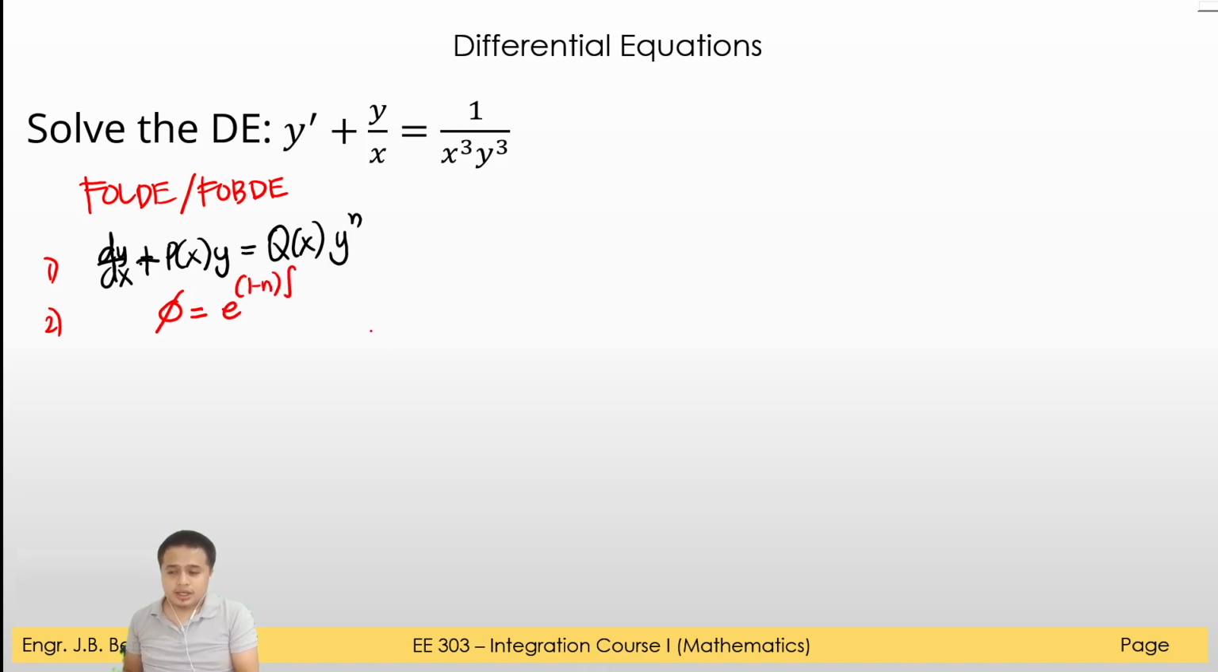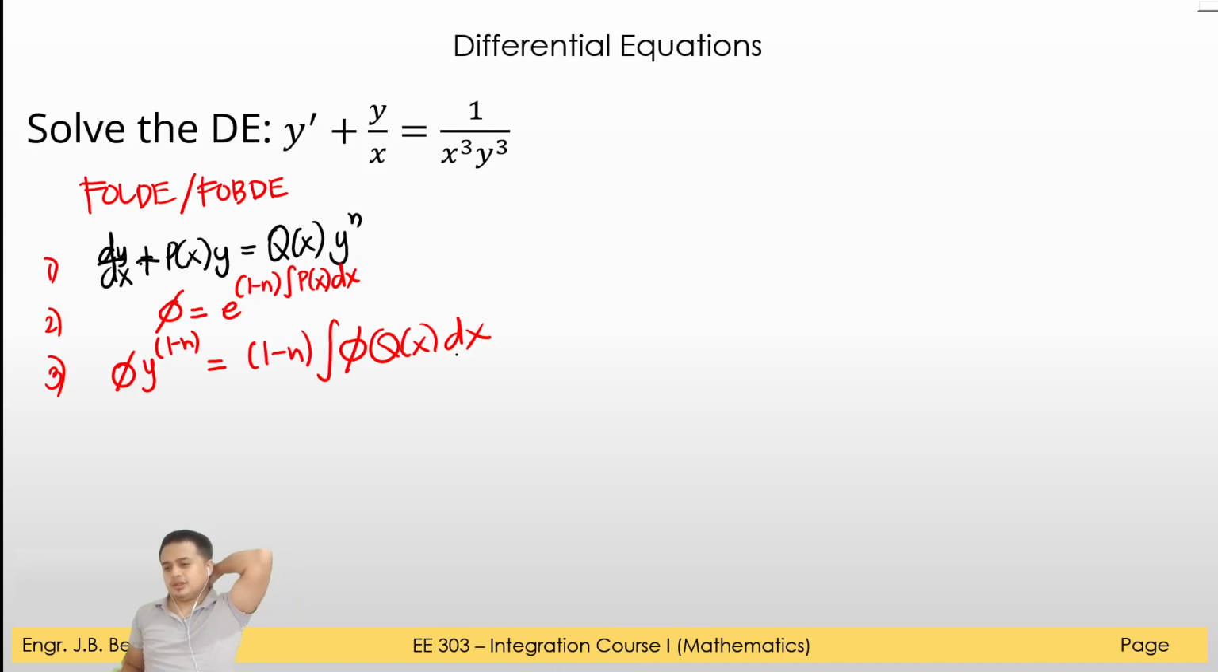The integral of, sorry, I don't usually memorize this. This is just spontaneous, so I cannot really remember everything right now. So e raised to 1 minus n times the integral of p of x dx. Okay, that's a lot of formula.